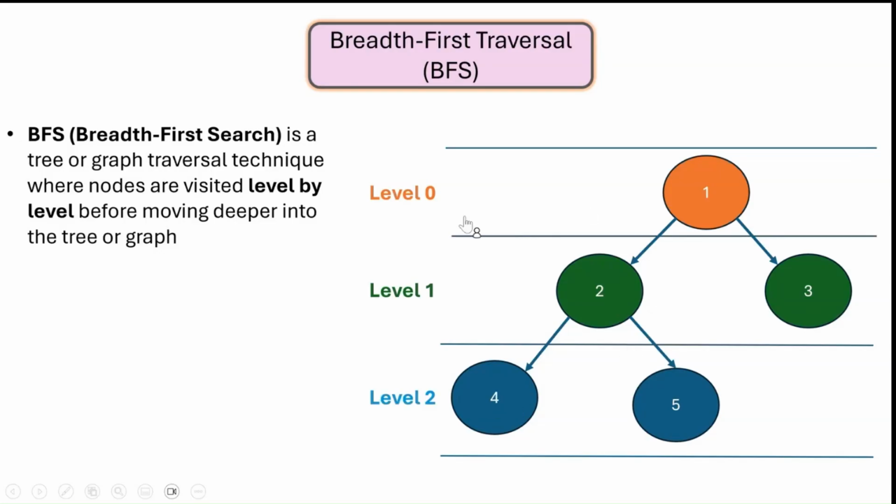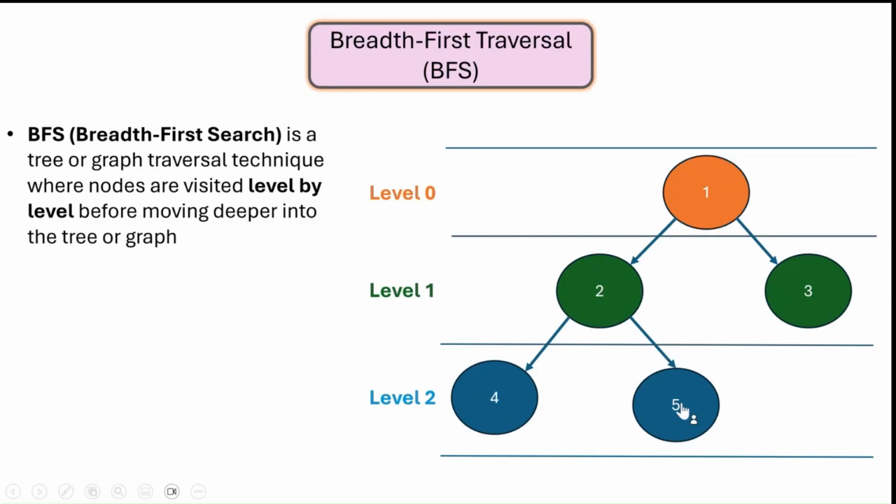So in this tree, we can visualize how it is divided into different levels. In a BFS, each level is visited first. Level 0 nodes will be visited first, and then level 1 nodes, and then level 2 nodes. So level 0, then level 1, and then level 2. The nodes at the top of the tree get visited first, like 1, then 2, 3, then 4, 5.